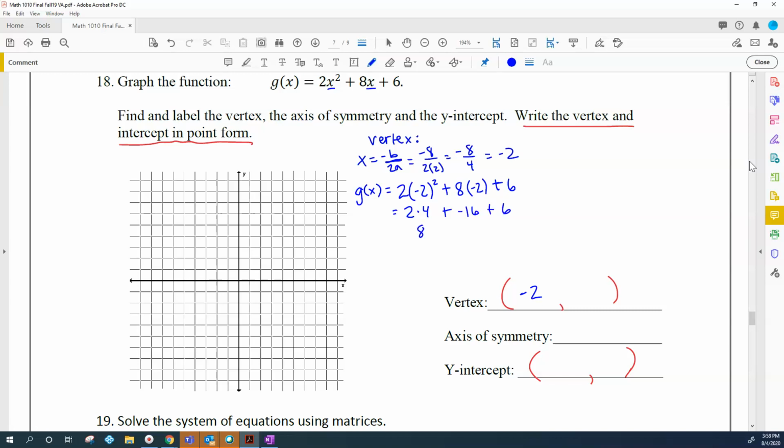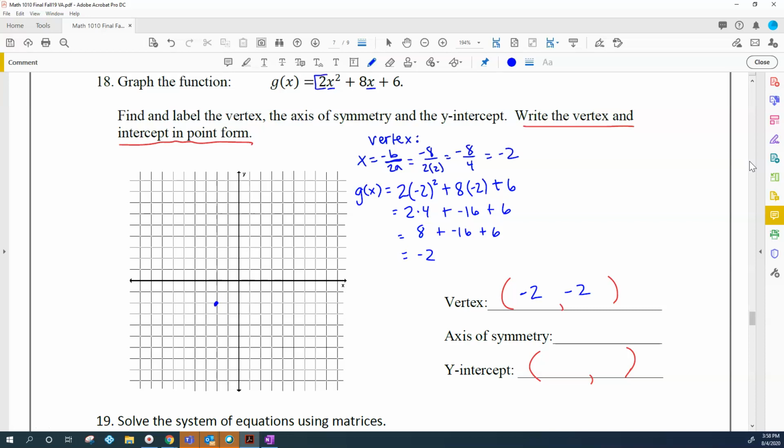I'm just trying to simplify this up here, right? And some of you can just put it into your calculator too. So negative 8 plus 6 is going to give me negative 2. So my y is also negative 2. But there's my vertex. So over negative 2, down 2. So that's where my parabola is going to be.